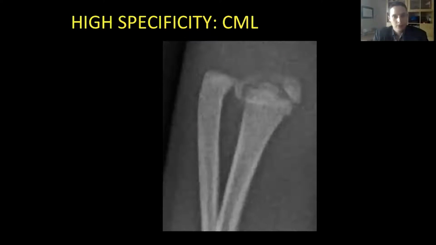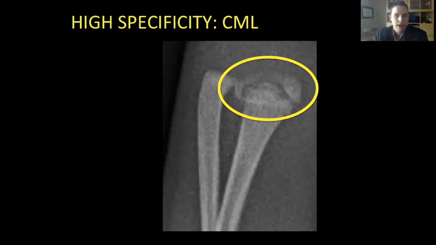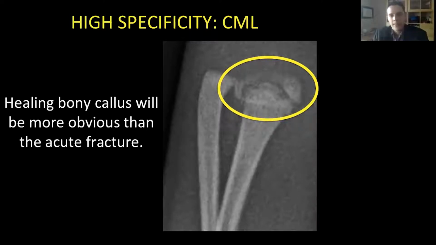Here it looks more like a bucket handle. So that crescentic piece of bone that has been pulled off, we're catching it in such a way that we catch it looking more like a curvilinear opacity rather than a triangular corner opacity as we saw in the previous slide. Now, if you give it some time, like with most fractures in kids, the bony callus will make it easier to detect.